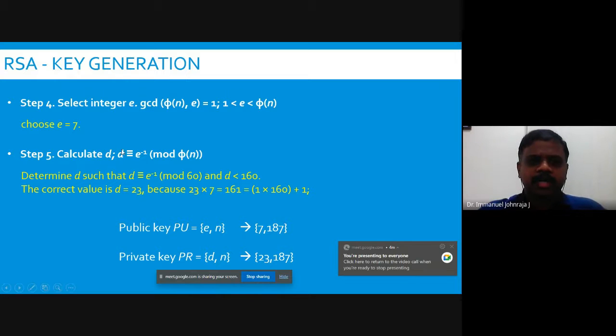But here we are going to calculate a value called D such that D is equal to E inverse mod phi of n. What is this E inverse? Very simple, sir. This is equal to DE is equal to 1 mod phi of n. E is already known. E is 7.